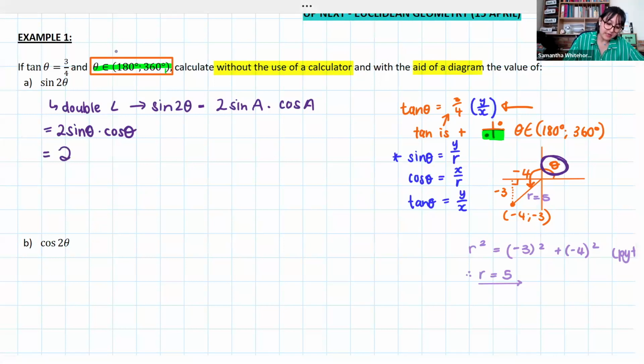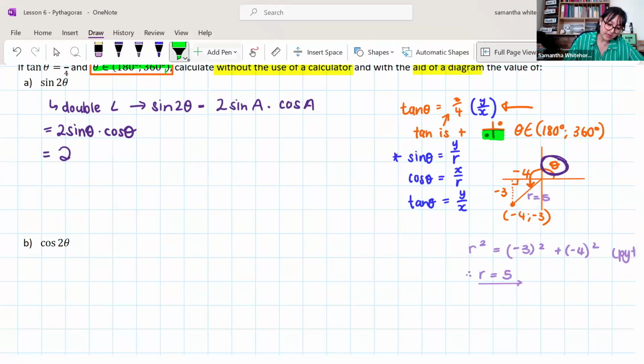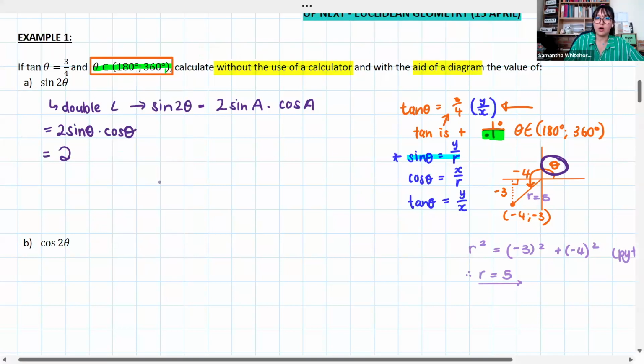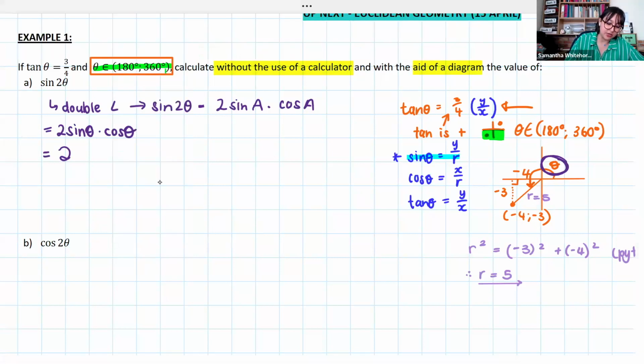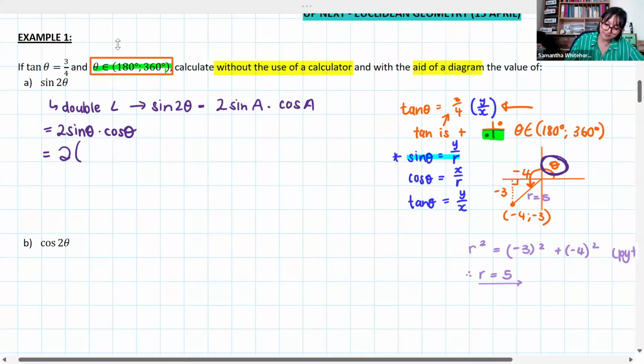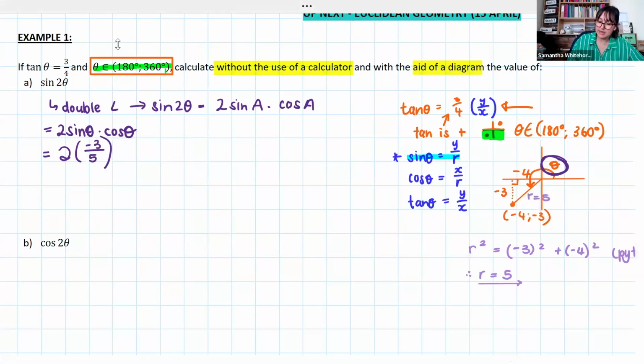Now remember, sine theta, as I said earlier, is your y over your r. Because you've got both of those values, you just read them off. So the y value was -3. Your r value, remember, we worked out as 5 because of Pythagoras. And then we can do the same thing for cos. So cos is now x over r. So that would be -4 over 5.